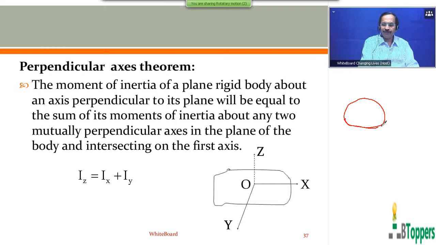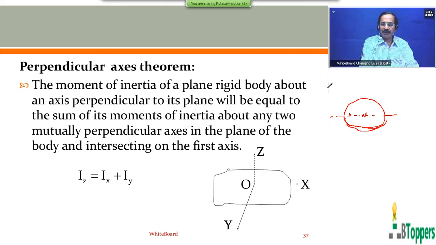Suppose the circular disc lies in the plane of the figure. Then the axis which is perpendicular to the plane of the figure and which passes through the center of mass of the disc is called the central axis. The axis which is perpendicular to the circular faces of the disc and which passes through the center of mass of the disc is called the central axis of symmetry.